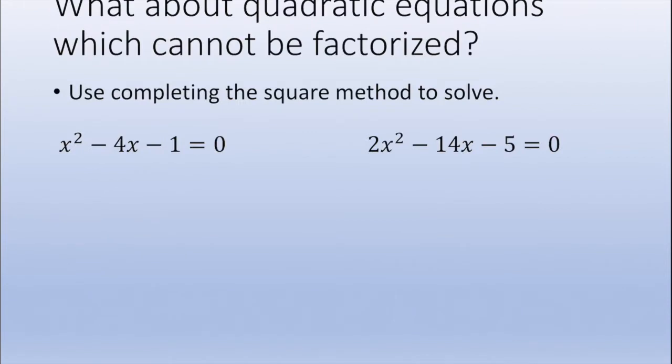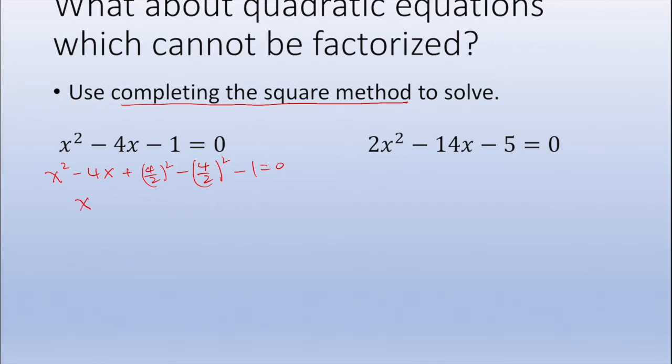Now, what about quadratic equations which cannot be factorized? The best way of doing it is completing the square. Alright? Recall completing the square from last week. Let's have a look at how we complete the square here. Okay? Now, we know that we need to take the coefficient of x divided by 2, squared. So let's do it this way. Minus 4 over 2 squared minus 1 equals 0.